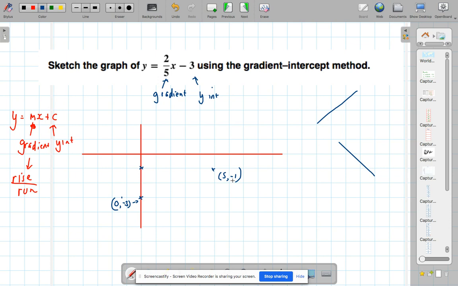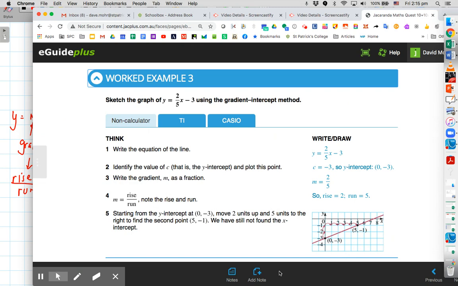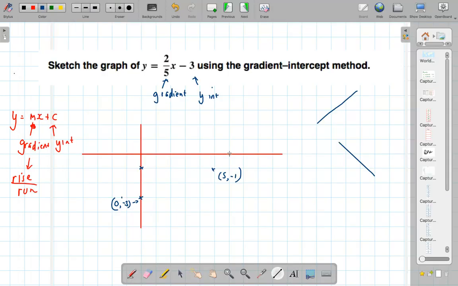So now I've got 2 points I can join the graph. So, a straight line, joining the y-intercept with 5, negative 1. So there's my graph. You should always write it down next to the line: y equals 2 on 5x minus 3.